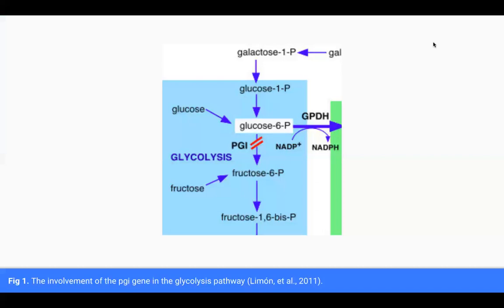We chose Pgi because of its essentiality in the glycolysis pathway. In other words, we wanted to know if taking away the Pgi gene would result in a change in the growth of E. coli.